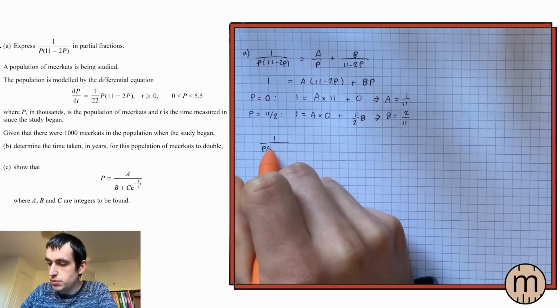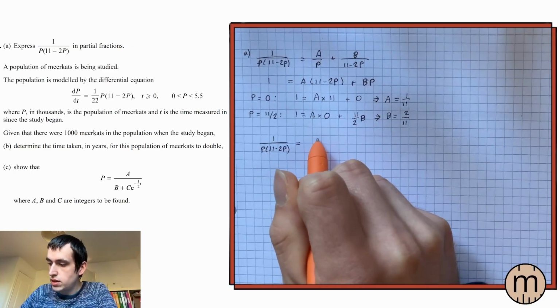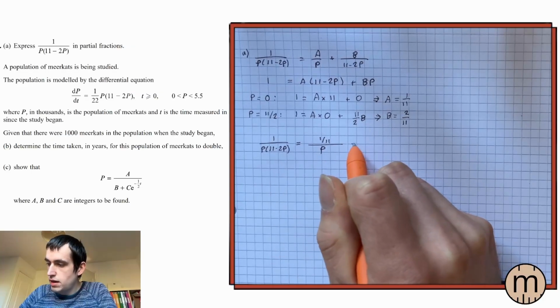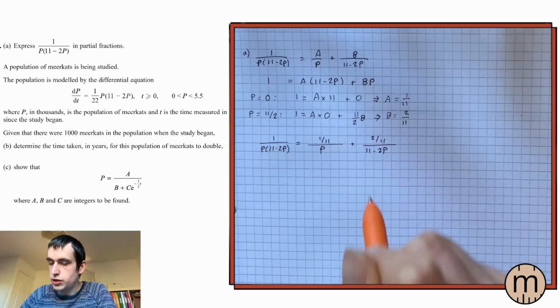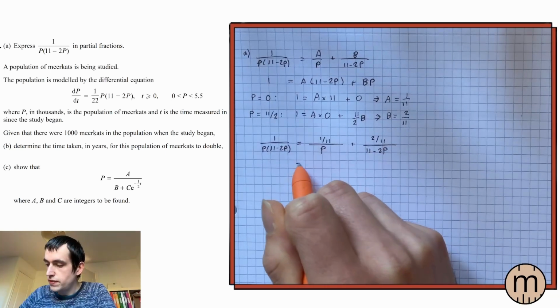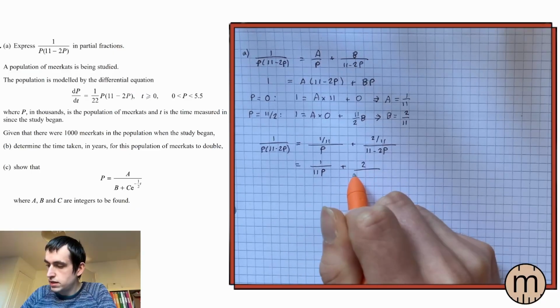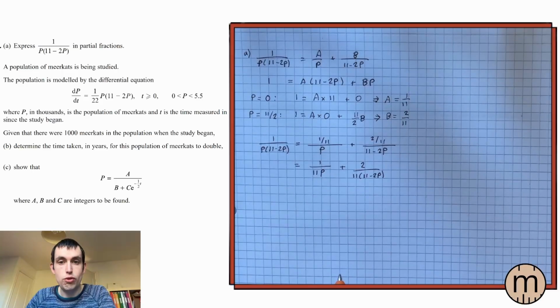We've not actually expressed it in partial fractions yet, so what I'd write is 1 over 11 and then p plus 2 over 11 and then 11 minus 2p. Alternatively, you can bring down the 11 like this, and this would be our final answer for 3 marks here.